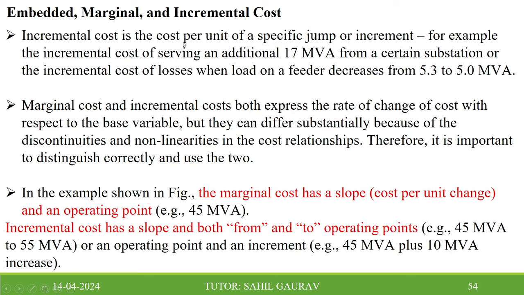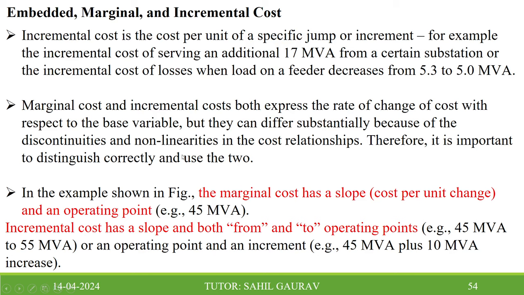For example, incremental cost of serving an addition of 1.7 MVA from a certain substation, or incremental cost of loss when load on a feeder decreases from 5.3 to 5.0 MVA. Marginal cost and incremental cost both express the rate of change of cost with respect to a base variable, but they differ substantially because of the discontinuities and nonlinearity in the cost relationship. Therefore, it is important to distinguish them and use them correctly.